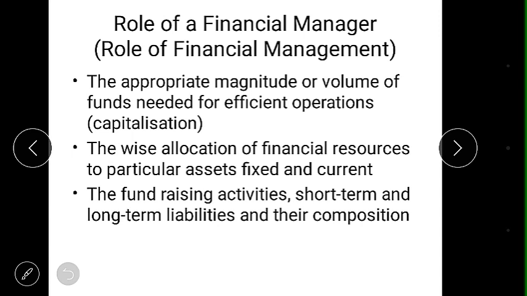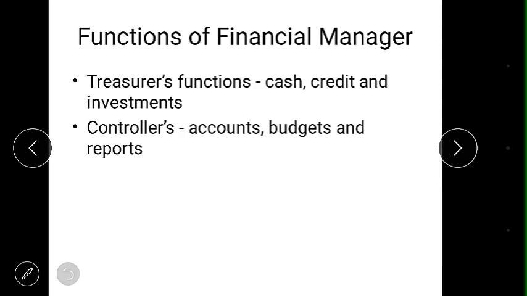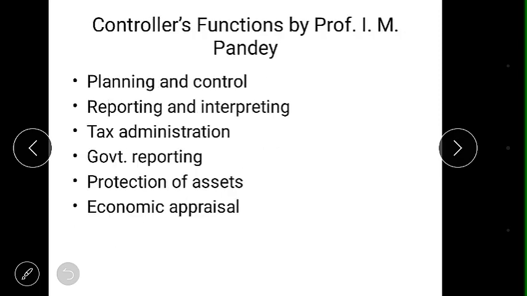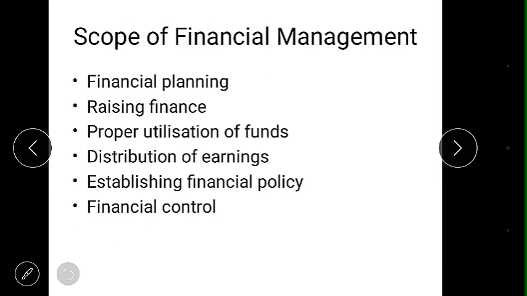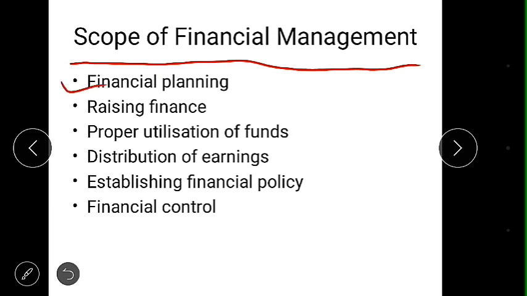This is something which we have covered in our earlier videos. So today we are going to discuss scope of financial management. Point number one is financial planning. Now when we talk about financial planning, there are two important things to be considered. One is capital budget and second is cash budget.